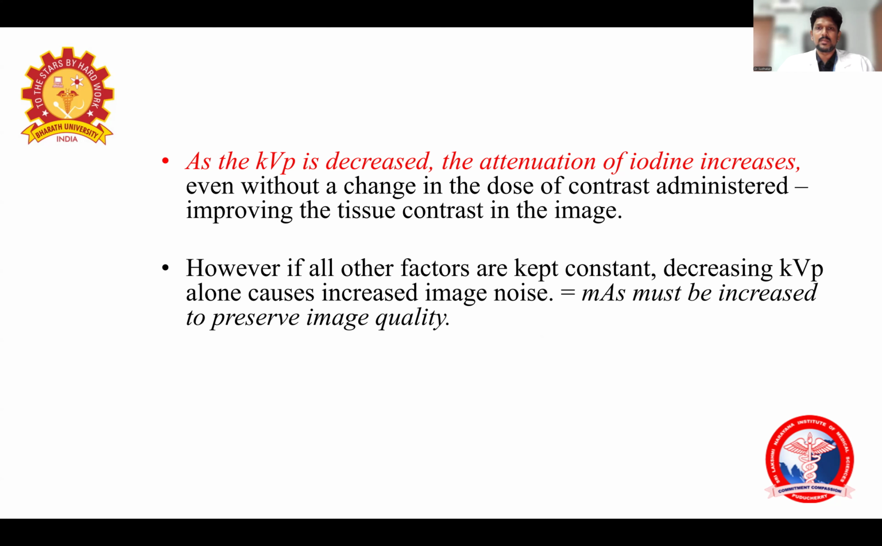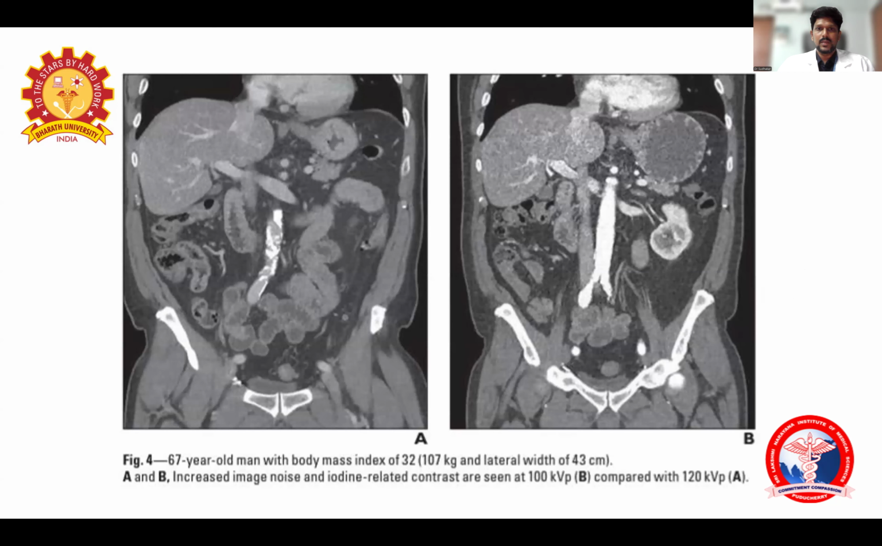I'll tell you what is that increased image noise. Whenever the kVp is reduced, mAs must be increased to preserve the image quality. As you could see, there are two images A and B, both are coronal post-contrast CT abdomen, showing the contrast opacification in the abdominal aorta and its branches. The first image is done under 100 kVp, whereas the second one is done in 120 kVp. There is no significant adjustment of tube current, mAs. As you could see, the image noise in this image is significantly more.